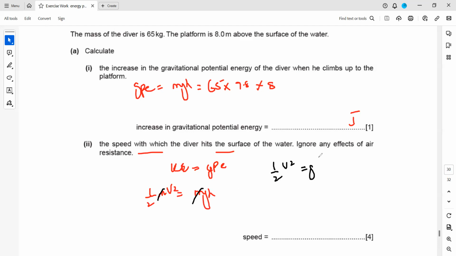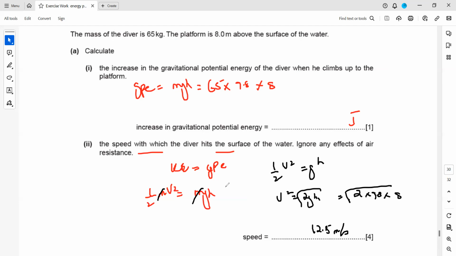So half v squared is gh, or v squared equals 2gh, in a root. So it will be 2 times gravity 9.8 times the height. He jumped from a height of 8 meters, take a root. That will give you the speed at which he hits, which is about 12 point something. If you take gravity as 10, it will be 12.6. I think it will be 12.5 something meters per second.